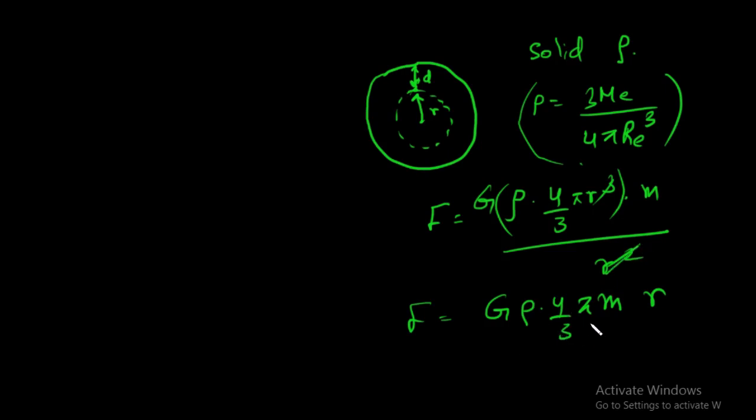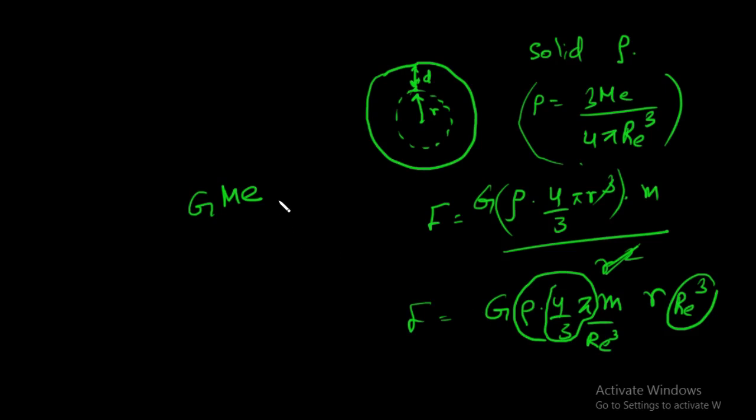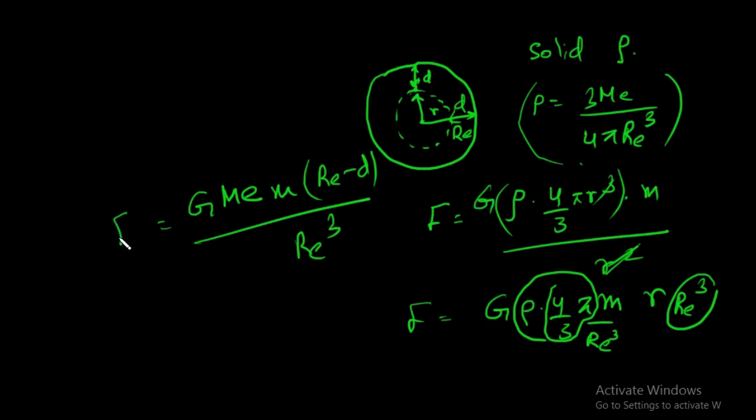So what we do now is we multiply by Re cube. So this 4 by 3 pi Re cube times rho would be the mass of the earth. So we have G Me, taking 4 by 3, pi, rho and Re cube, so this is the mass of the earth times m. What is r over here? Since this is the radius of the earth and this is the distance d, r would be equal to Re minus d. This is r and this is the force.